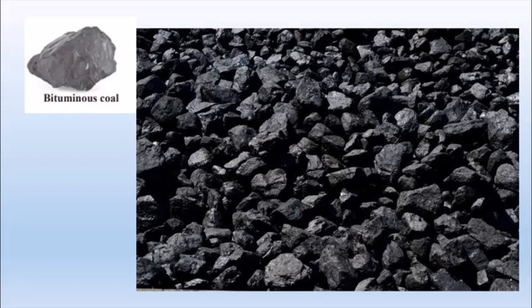Now first peat is formed, then lignite is formed. After formation of lignite, bituminous coal is formed. This is around 70 to 90% carbon. So almost the coal has formed, and this is the third step in the formation of coal. First peat, then lignite, and the third step in the formation of coal is bituminous coal.